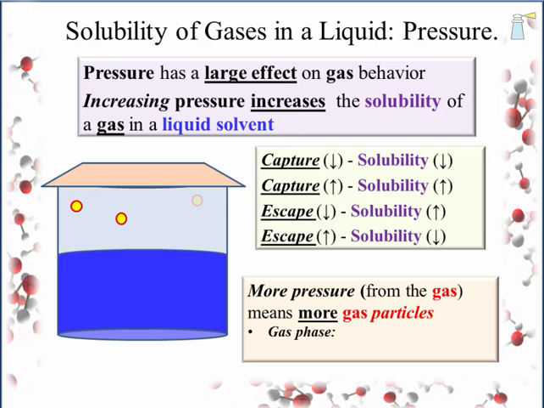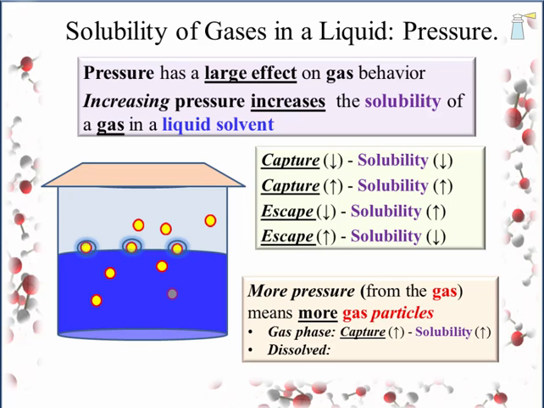In the gas phase, with more gas particles zipping around, there will be more particles that have the right energy to be captured by the solvent. It's basic statistics. More particles means that there are more fast particles and more slow particles. There are more particles with the right energy. Capture goes up, and so does solubility, at least as far as the gas phase is concerned.